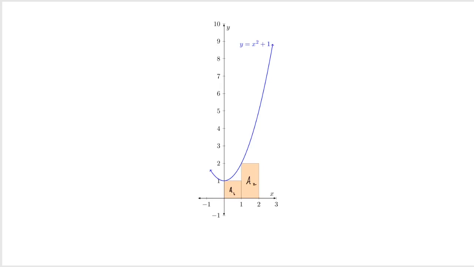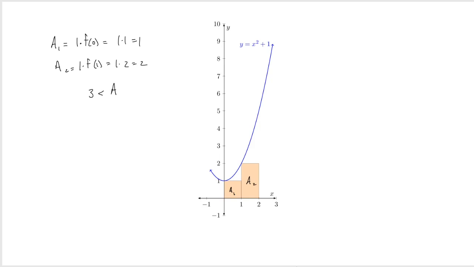And so if we call the area of these rectangles A1 and A2, we have that the area of each rectangle is its width times its height, and the width of each rectangle is 1. And the height of the first rectangle is f of 0, since 0 is the left-hand endpoint of that rectangle, and f of 0 is 1. And so we get the area of that first rectangle, 1 times 1, or 1. For the second rectangle, the width is 1, and the height is f of 1, and f of 1 is 2, and so the area of that rectangle is 2.